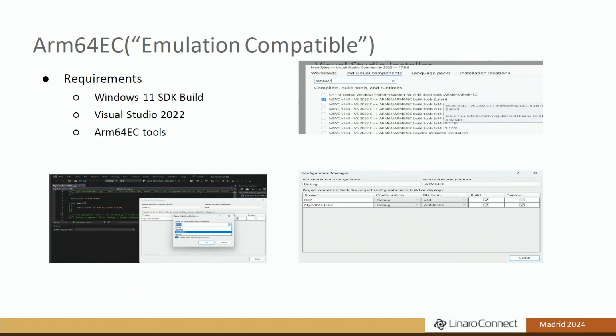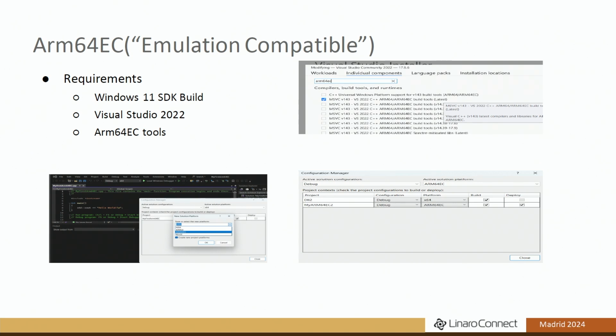So let's look a little bit at how developers port from existing x64 to ARM64EC. First of all, they need Windows 11. ARM64EC is not available in previous Windows. In previous Windows, I believe it has a different kind of emulation called x64 emulation. But for ARM64EC, it needs Windows 11, and of course, it needs Visual Studio and the ARM64EC tools.